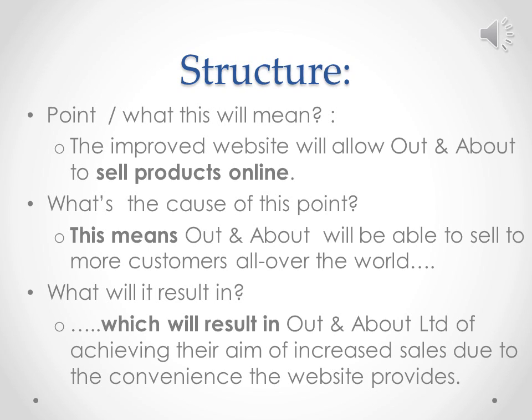What will that result in? All over the world, it will result in Out and About being able to achieve their aim of increased sales due to the convenience the website provides. So the structure is you make your point, you then say what this means, and then you develop it. So the point is you can sell online. This means you can sell all over the world, and then what's the result of being able to sell all over the world? Okay.